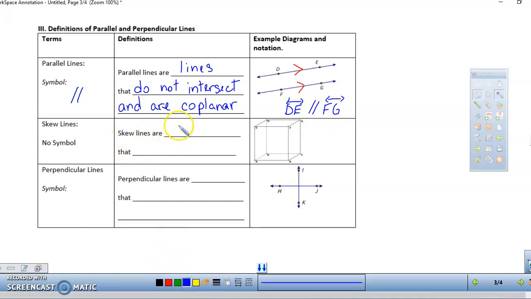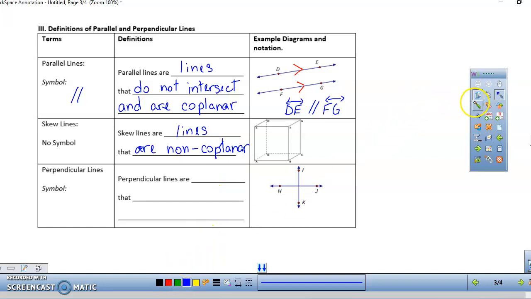Okay, skew lines. So skew lines are obviously lines. Now, I only have one line here because skew lines don't intersect. That is true, but skew lines are non-coplanar. So all you have to say is that skew lines are lines that are non-coplanar, because that already implies they do not intersect. If lines are not on the same plane, there is no way they are going to intersect.